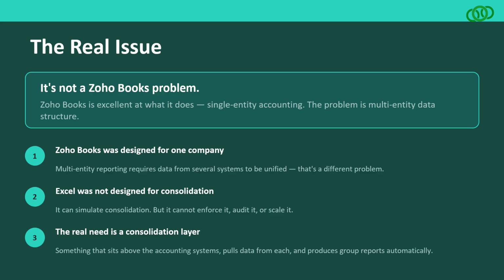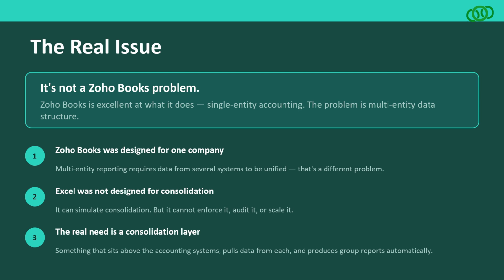The real issue is not Zoho Books. It's not a Zoho problem. It's a multi-entity data structure problem. 1. Zoho Books was designed for one company. Multi-entity reporting means pulling data from several systems and unifying it. That's a fundamentally different problem than single-entity bookkeeping.